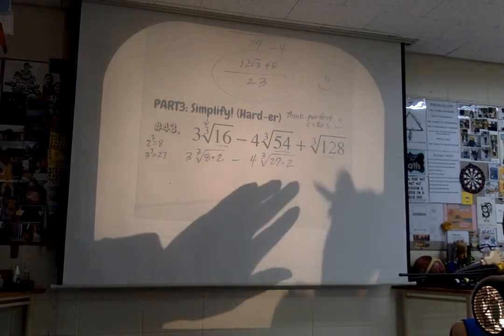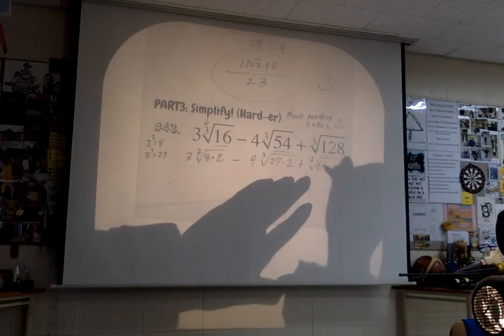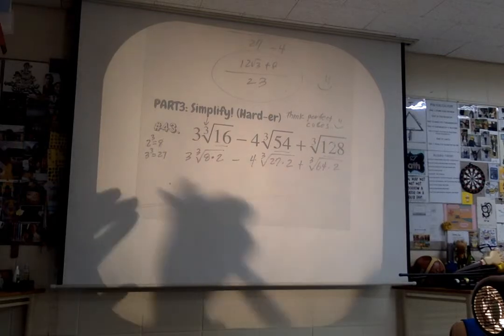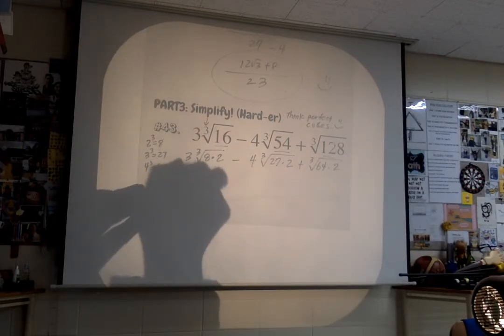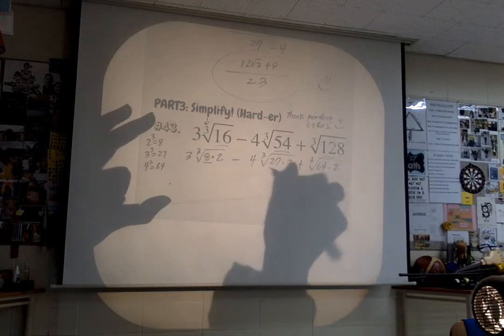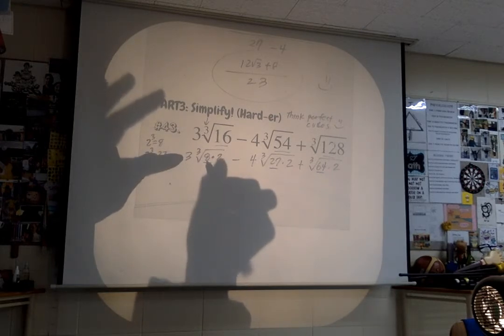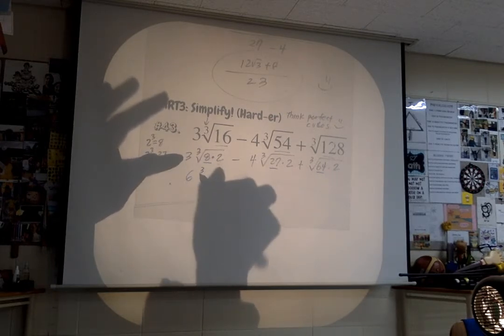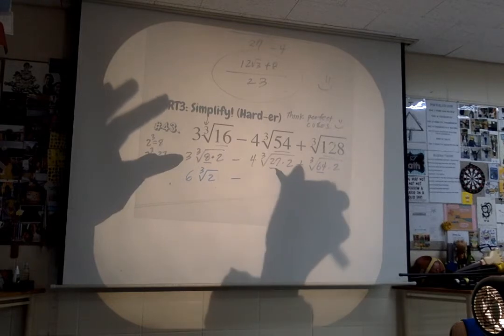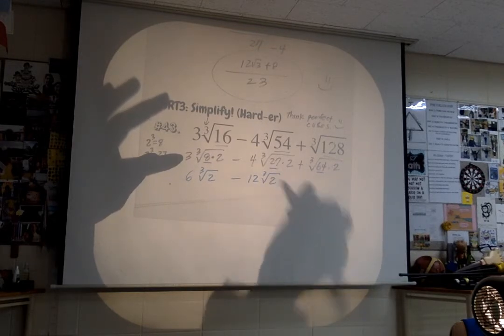I'll never give you a huge number that you have to work with. 128, well, the next one is this. So, 4 cubed is 64, right? Okay, you're right. I always try to give you ones that actually work out pretty well, okay? Now, these are all perfect cubes. Let's pull those out. 3 times the cubic root of 8, which is 2, so it's 6 cubic root of 2. The cubic root of 27 is 3, so it's 12 cubic root of 2.